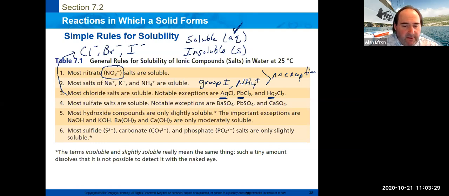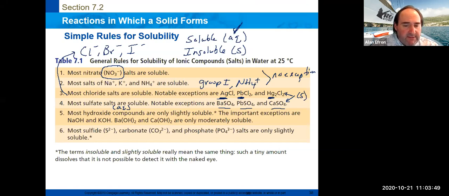Most sulfates are soluble. There are some exceptions: barium sulfate, lead 2 sulfate, and calcium sulfate. So most of these are soluble, which means they should get the aqueous symbol. But if you have one of these exceptions, they should get the solid symbol.